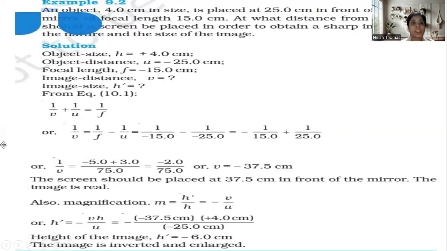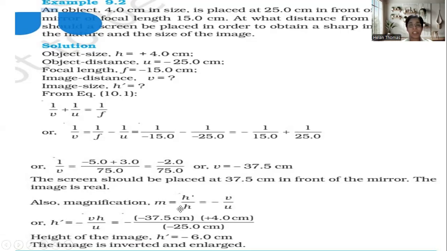So the approach: what is given in the question, we write first, that is the object size, the object distance, the focal length, then the image distance and image size is what we need to find. According to the mirror formula, 1 by v plus 1 by u is equal to 1 by f. You formulate your 1 by v, substitute the values, you get your v as minus 37.5. The negative sign indicates that your image is formed in front of the mirror and it's a real image.